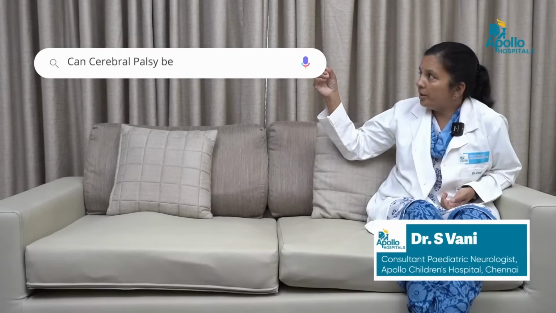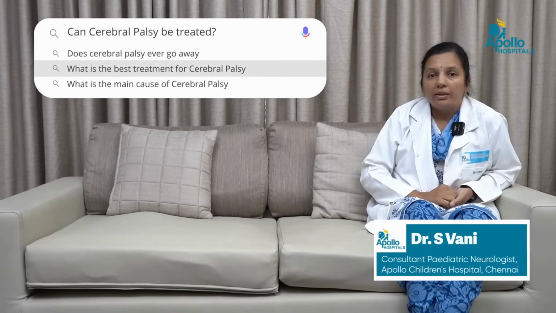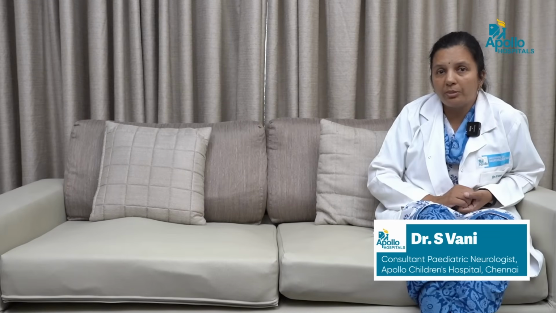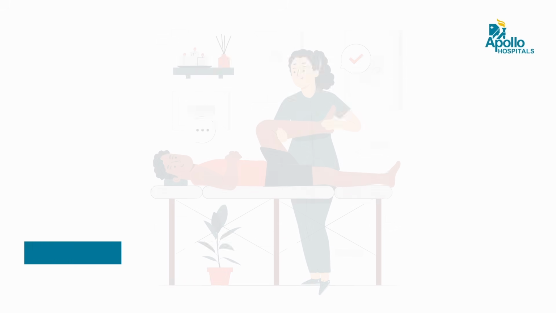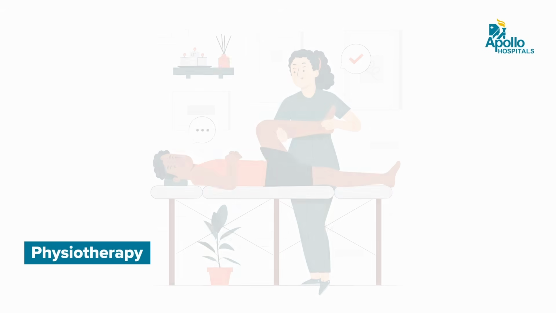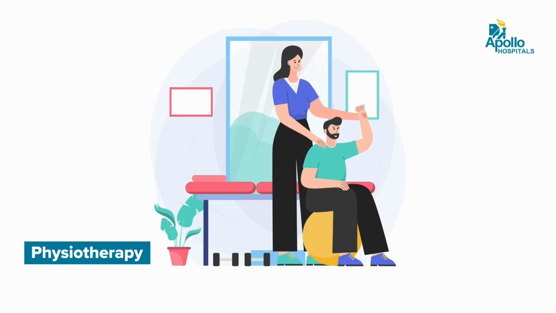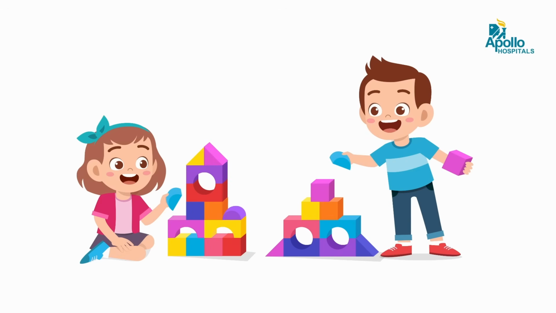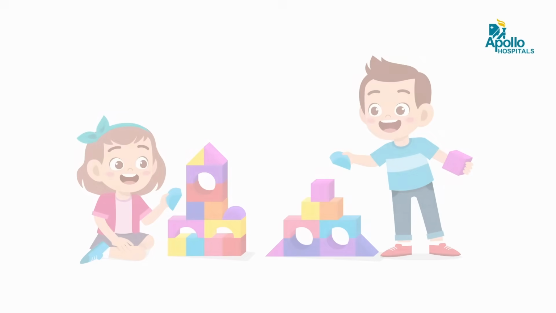Can cerebral palsy be treated? Yes, cerebral palsy can be treated. We cannot cure it, but we can definitely treat it. There are different aspects of cerebral palsy that need to be treated. The commonest thing that we advise parents would be to give regular physiotherapy as early as possible. Physiotherapy is a well-known entity for treatment of cerebral palsy to improve their mobility, to improve their activity levels, and to improve their quality of life.